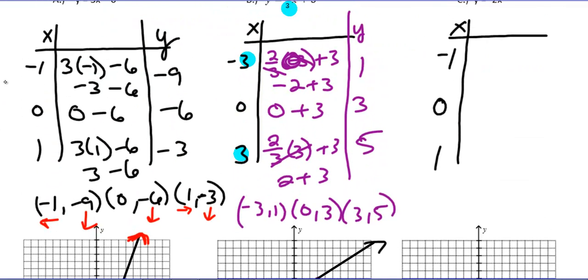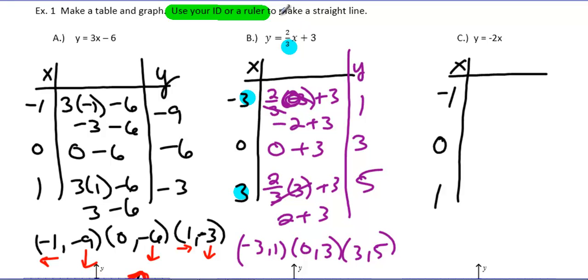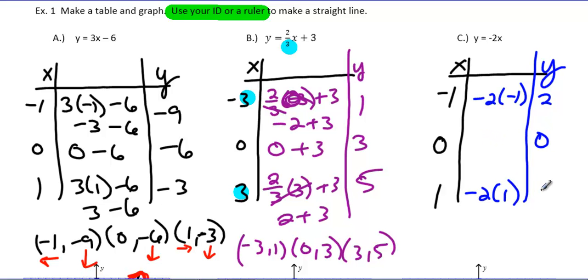Last one. We've already started the setup for the table. Now we just have to finish it. Just because this is negative 2x and there's nothing out here doesn't change the way we're doing this. We put that in. This is going to be my y. That's going to be a positive 2. 0 times anything is 0, so I don't really have to do any work there. And that'll be negative 2. So I have my 3 points: negative 1, 2; 0, 0; and 1, negative 2.